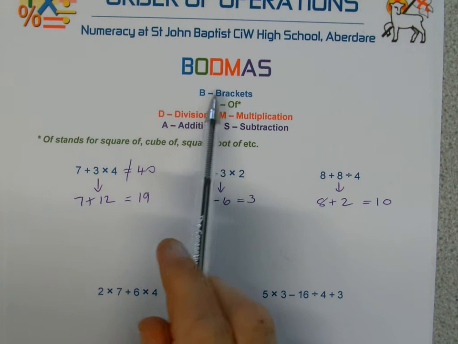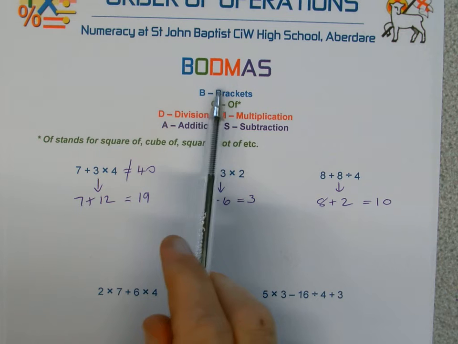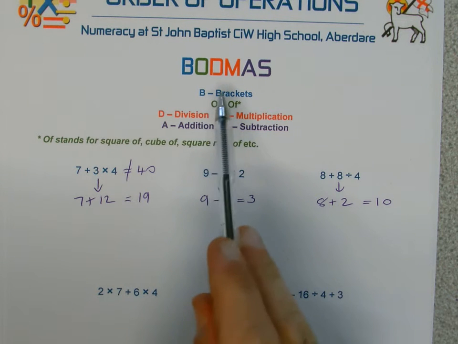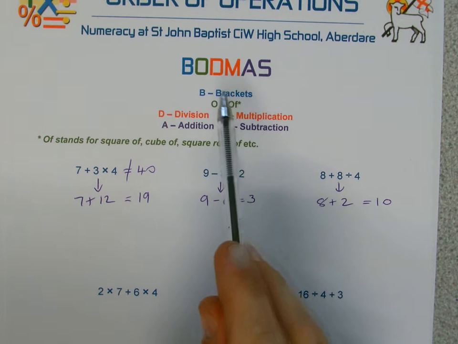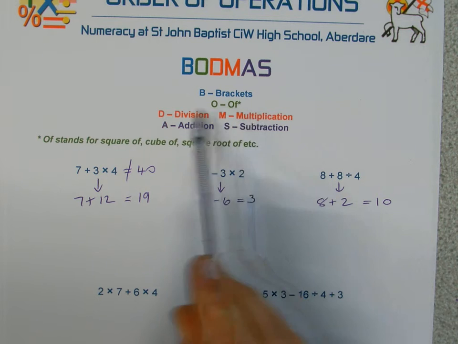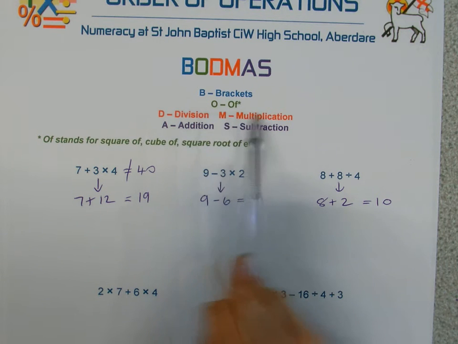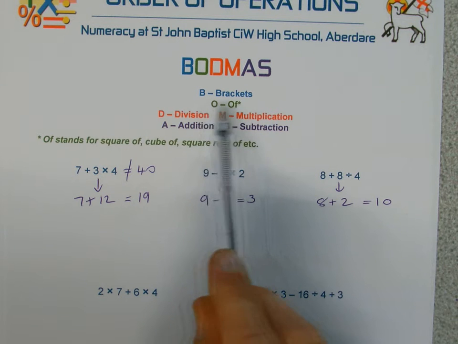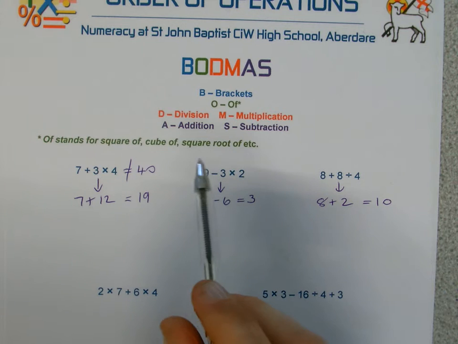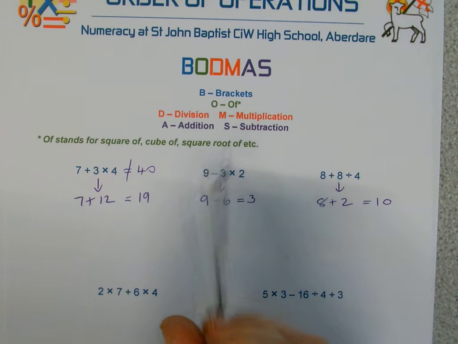If we look at it a bit more closely, the brackets always have priority. We'll see a question later where we've got brackets, but you always do the brackets first. What's inside the bracket you do first. Then the next in line is the powers, the square of, cube of, and so on. Division and multiplication are written next to each other, so it doesn't actually matter what order you do them in. Division is the opposite of multiplication.